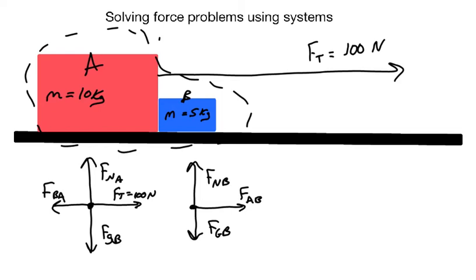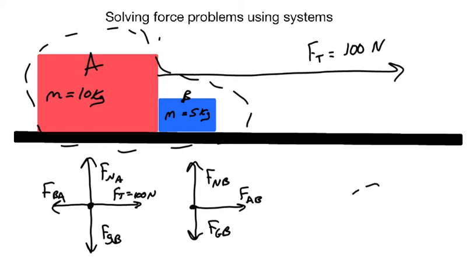Those are like the forces between the atoms in each individual box. We call those internal forces, and they aren't going to affect the motion of the system as a whole. Only external forces, that is, forces that are caused by objects outside our system, only those affect the motion of the system as a whole.